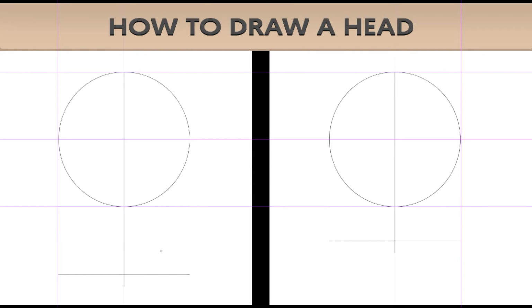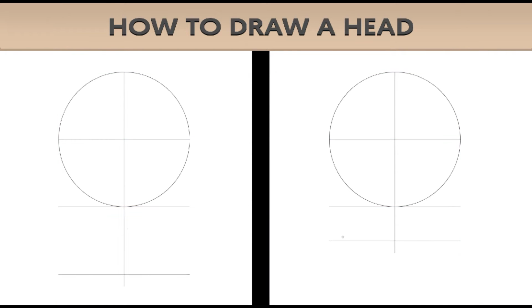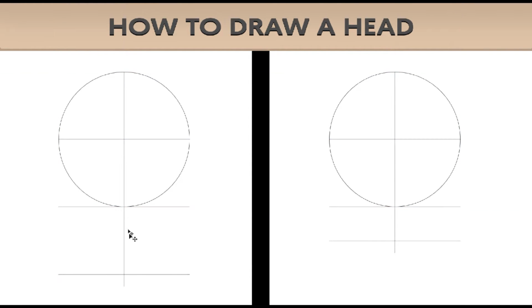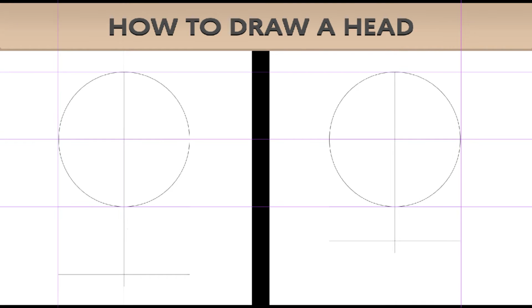So let me draw this line that we see here on the right side. Now if I turn off my guides, we can see it's up here. The same line is now lower, which is just for a half lower. That'll basically extend the chin. Now we're gonna start drawing, so let's get into this.